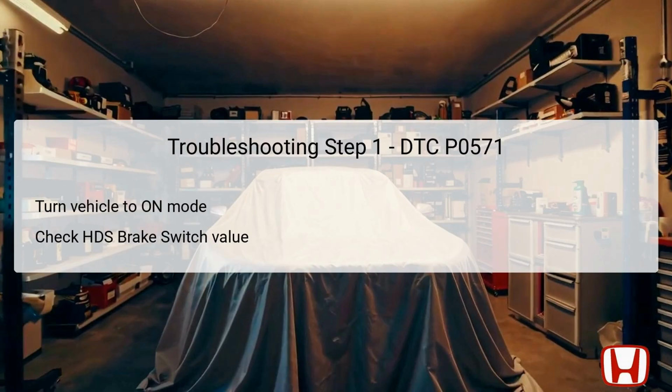Begin the troubleshooting process for DTC P0571 by turning the vehicle to the on mode without starting the engine. This activates the vehicle's systems and allows for diagnostic testing. Next, connect the Honda Diagnostic System, HDS, and observe the brake switch value while pressing and releasing the brake pedal. It is critical to ensure that the values change accordingly. Upon pressing the brake, the value should reflect an active signal, and upon release, it should indicate an inactive state.